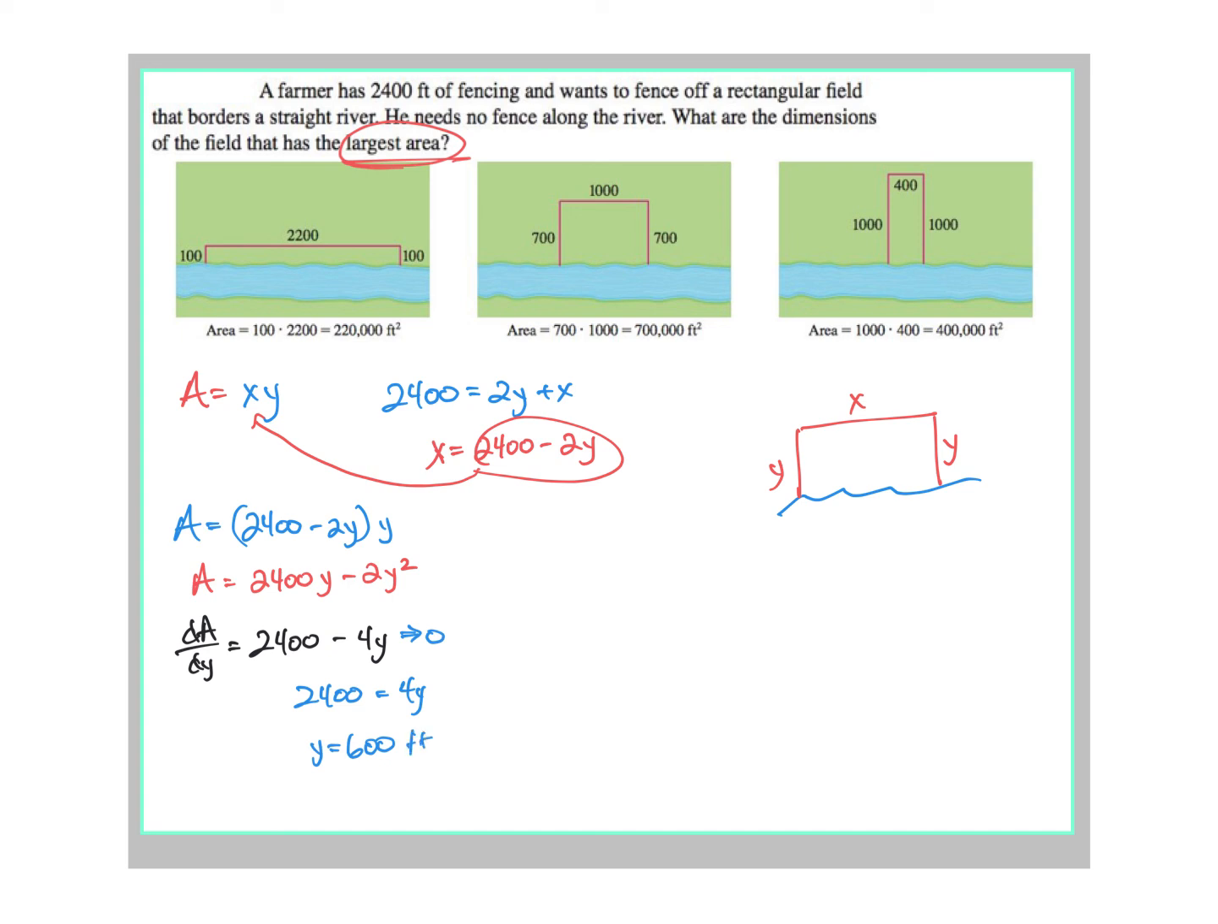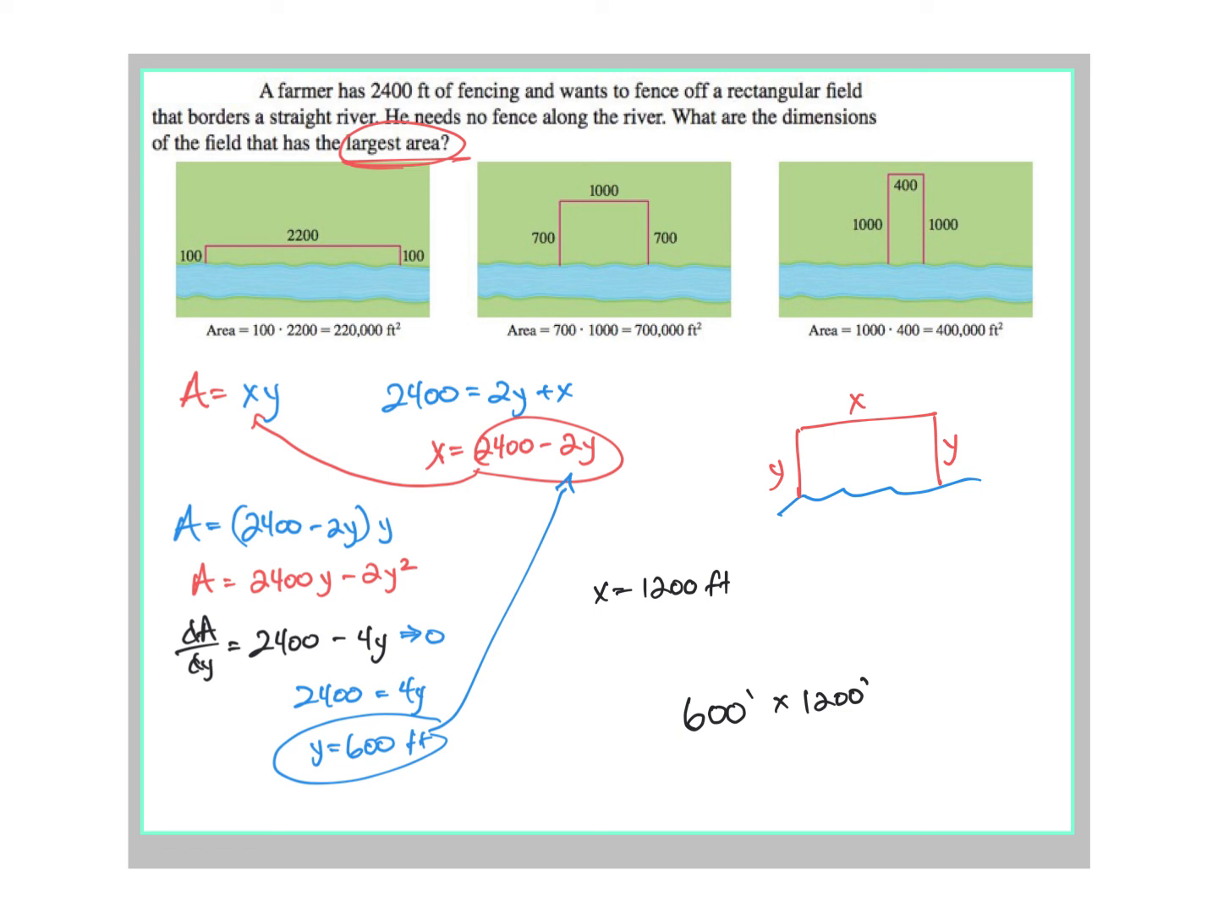Now, what do I need to do now? Substitute that back into that one. So now x would be equal to what? 1,200 feet. So what are my dimensions? 600 feet by 1,200 feet. That would be the dimensions that would be correct for Gandhi to use.